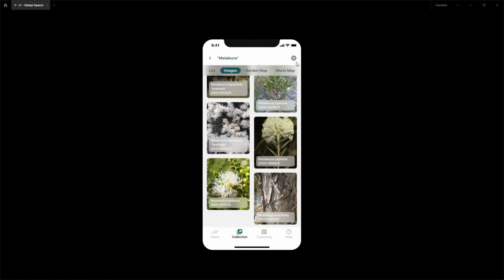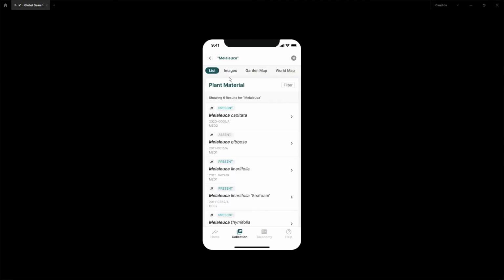So I think that's the end of our little demo here. I don't know if anybody has any questions about what you've seen so far. I think Harvey had a question. Would the list feature allow for different sort parameters? Yeah, sorting and filtering is a standard feature.